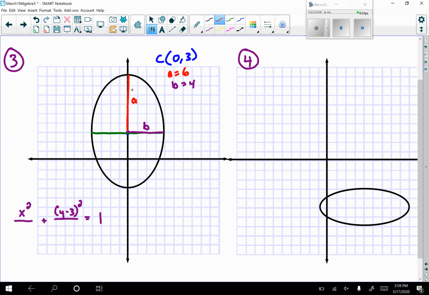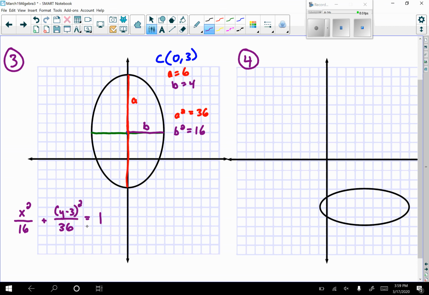Since our major axis is vertical, that means a squared, if a is 6, a squared is 36, that's going to be our second denominator. So there's our 36. And then b squared, 4 squared is 16, so that's going to be our first denominator. And then here's our equation. We get x squared over 16 plus the quantity y minus 3 squared over 36 equals 1.